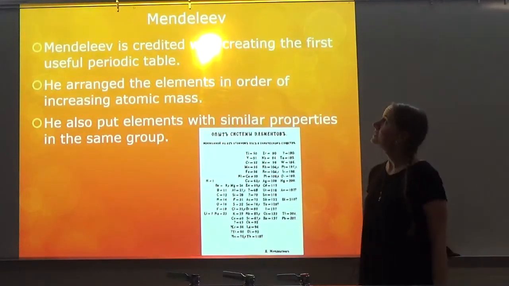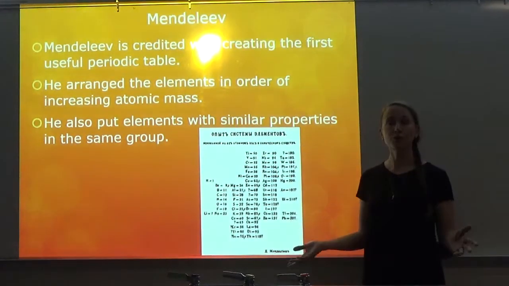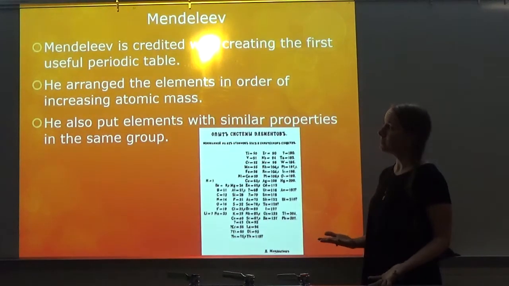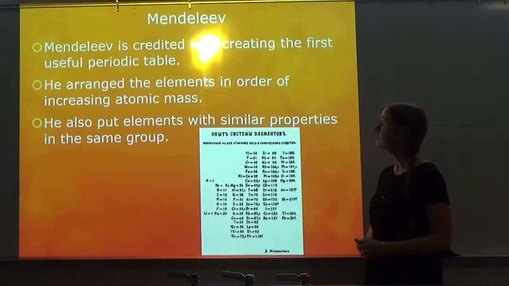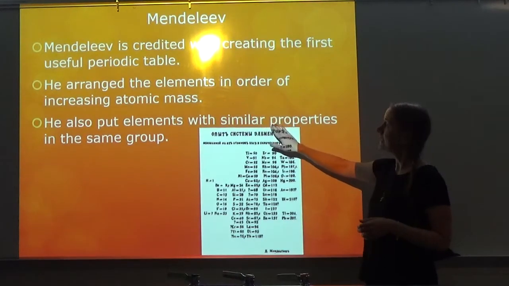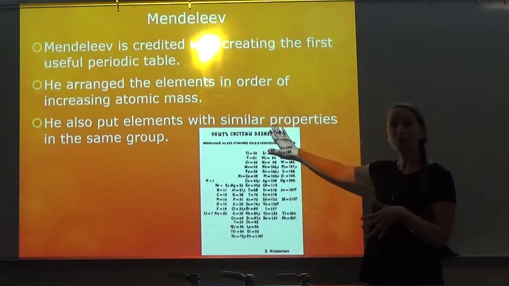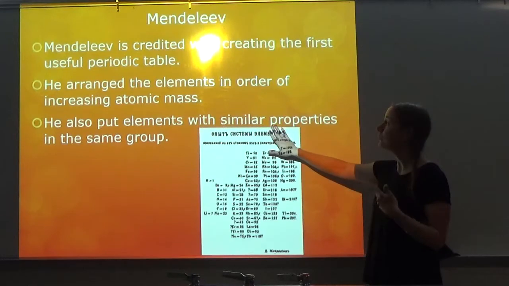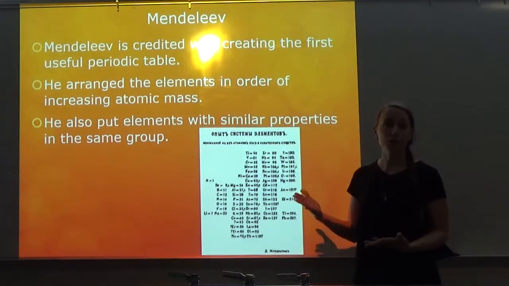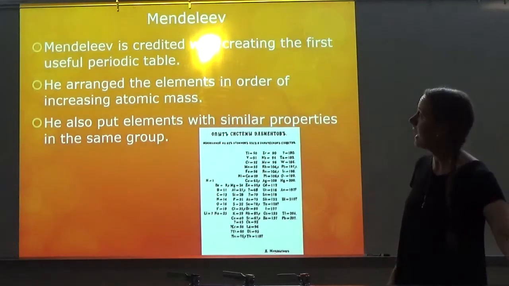So Mendeleev is credited with creating the first useful periodic table. He arranged the elements in order of increasing atomic mass, and then he also put elements with similar properties in the same group. So he put his in order by increasing atomic mass and kept elements with the same properties grouped together. And so that ended up making a very useful periodic table.